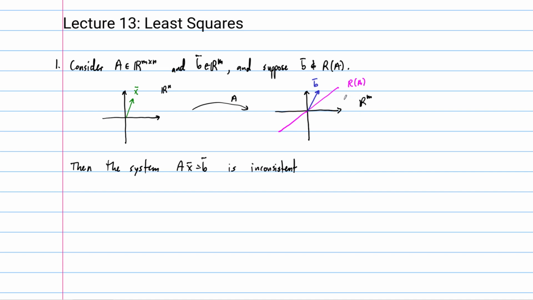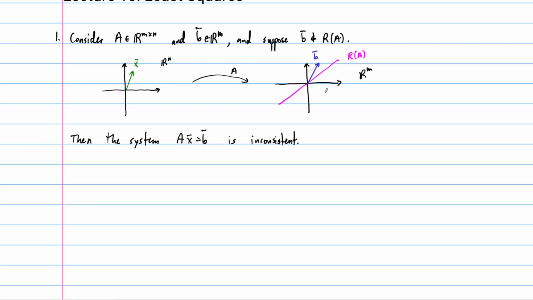So our goal is to try to find a best fit solution in some sense, so try to find an x that gets us as close as possible to B. So find an x in the space R^n such that A times x is, in quotation marks, as close as possible to B. There are different ways to measure closeness, but we're going to measure closeness in the most obvious sense.